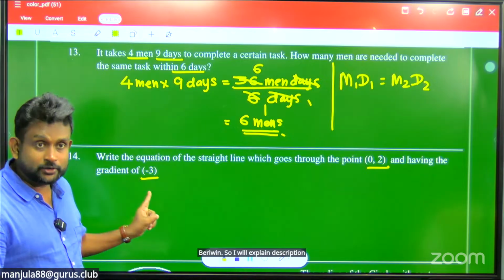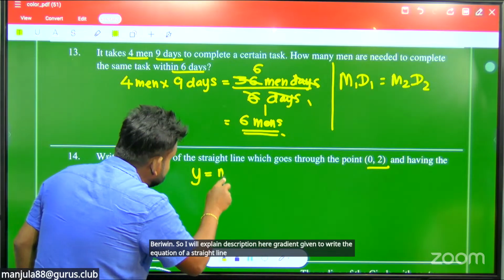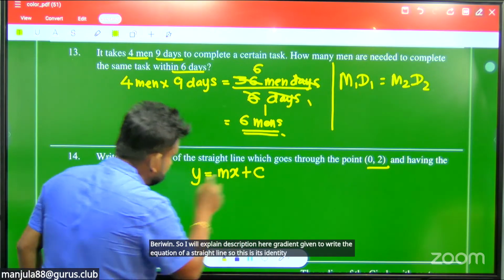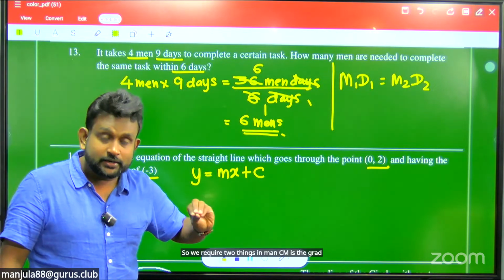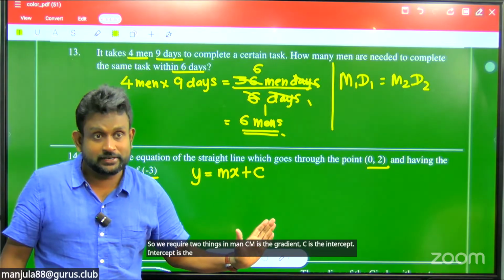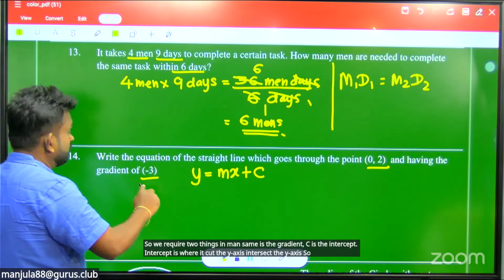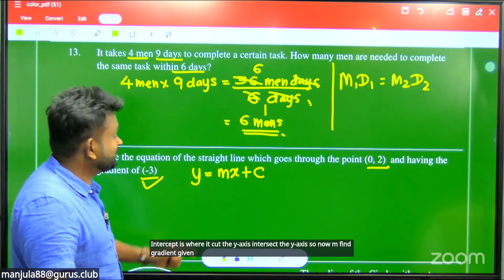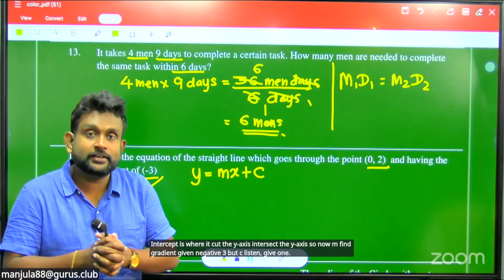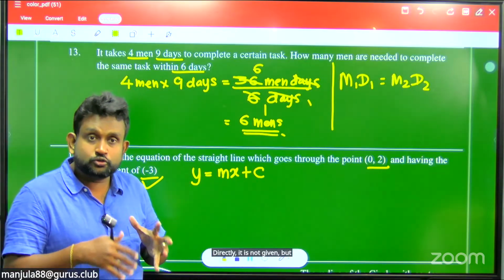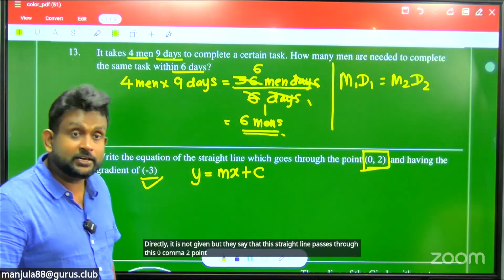Here the gradient is given. To write the equation of a straight line, this is its identity, y equals mx plus c. So we require two things, m and c. m is the gradient, c is the intercept. The intercept is where it cuts the y-axis. Now m, the gradient, is given as -3, but c is not given directly. But they say that this straight line passes through the point (0, 2).